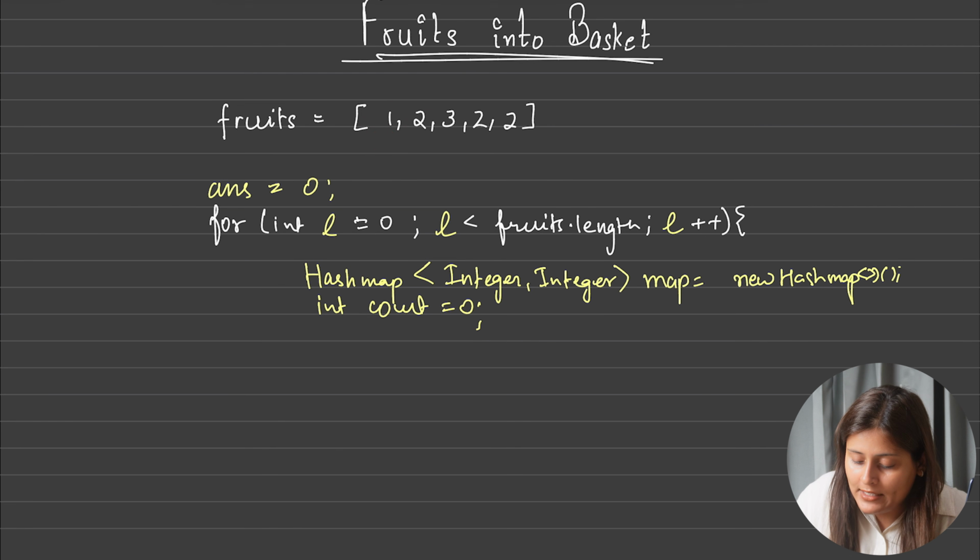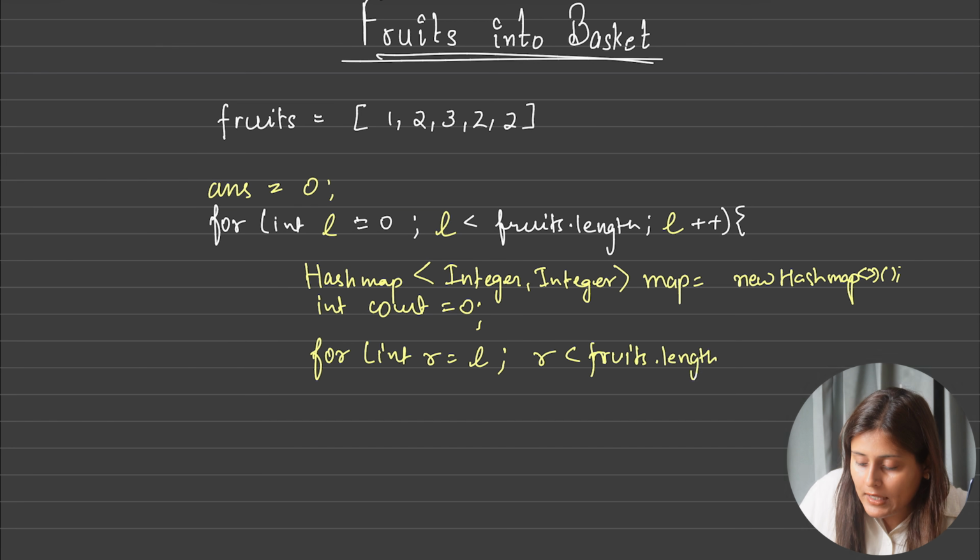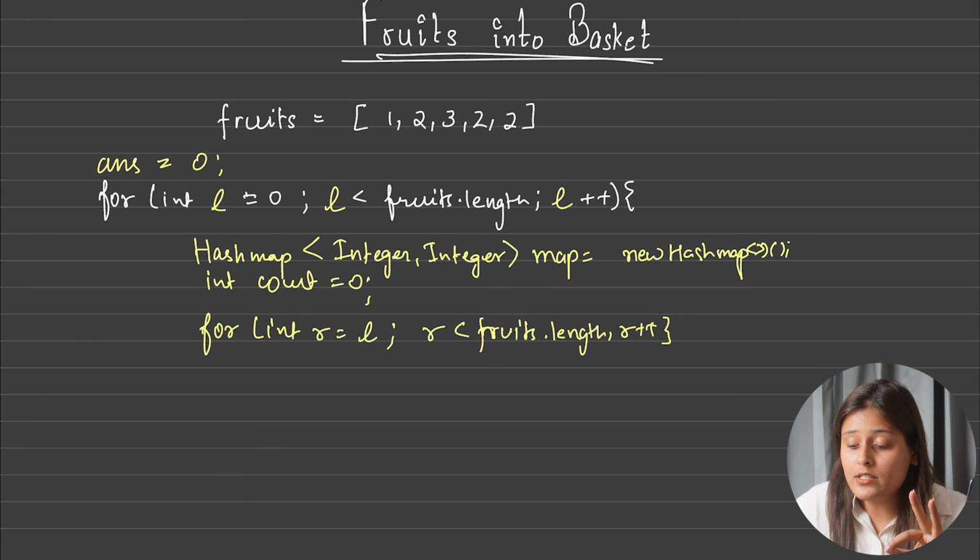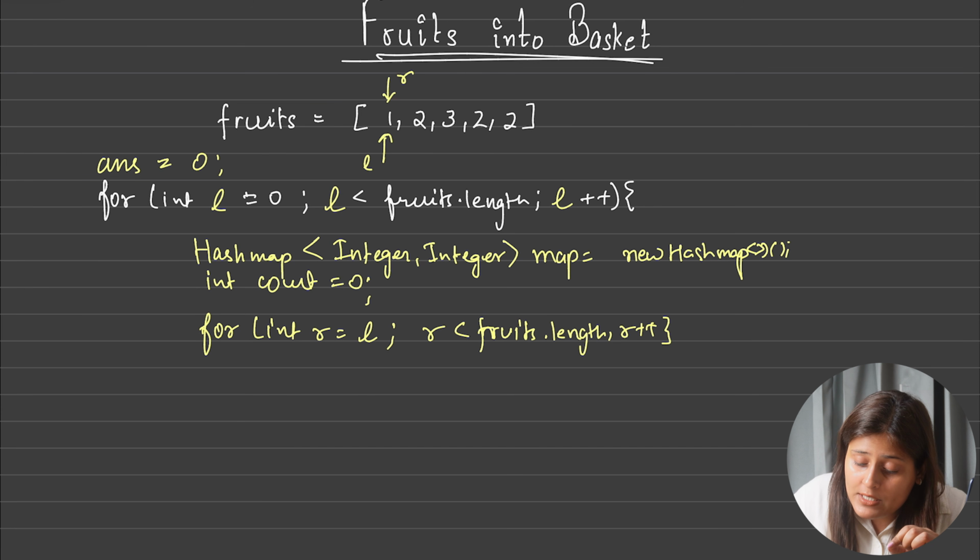Okay, so let's write another for loop here that will start from the same left pointer and go till fruits dot length only, with right plus plus. Now my task is to insert this r-th element. So can I say here this is my left pointer and this is my right pointer. What is my task? My task is to put this r index element in the hash map, correct?